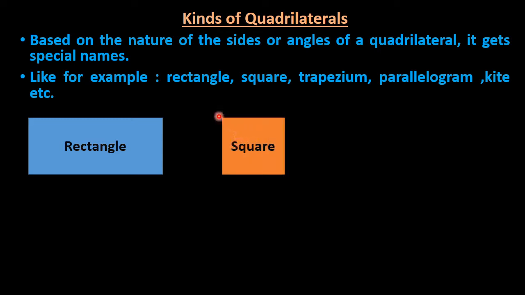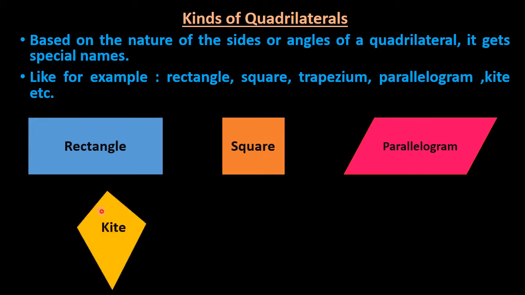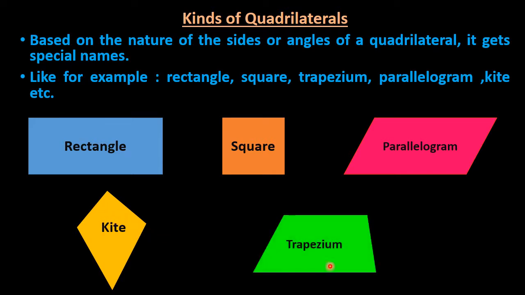And the square has all sides equal, and altogether there are 4 sides. So because of this, it belongs to the quadrilateral only. And similarly, parallelogram also has 4 sides. Kite also has 4 sides. And trapezium also has 4 sides. So all these figures belong to the quadrilaterals.